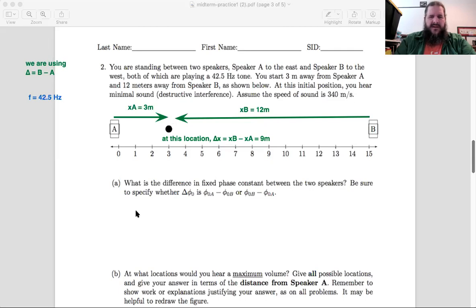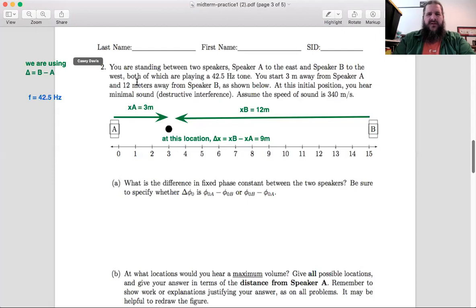That's really why in part A, it says be sure to specify whether delta phi is phi A minus phi B or phi B minus phi A. We want to be consistent, because if you reverse the order, you get the opposite value, just a plus or minus thing. So we know the frequency, we know delta X, and we also know that you're hearing destructive interference. So what does that tell you? What equation can you set up if you know it's destructive interference?